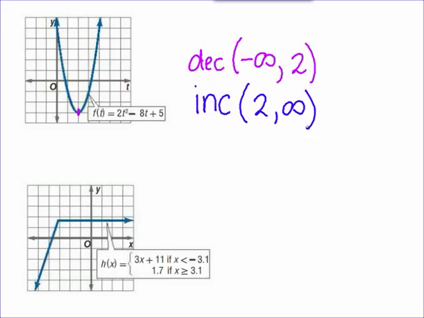Okay, what about the bottom one? What do I start doing? Increase. To what point? Negative 3 is close enough, give or take a little bit. Okay, and then what do I do? It's constant from what to what?